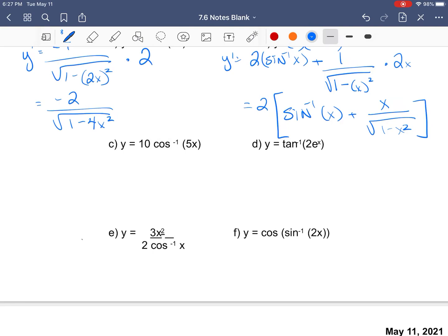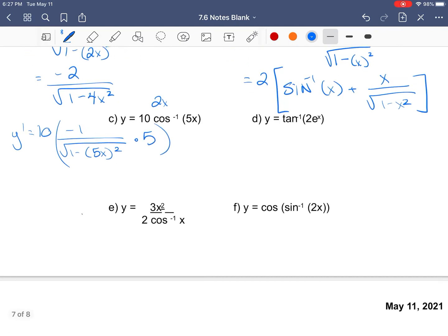Let's do c. So remember, 10 is just a constant. That's like saying this is 2x, we multiply by our constant. So 10 times our derivative of cos inverse of 5x, -1 over the square root of 1 minus 5x squared, times the derivative of the stuff. If we're simplifying, we're going to end up with -50 over the square root of 1 minus 25x squared.